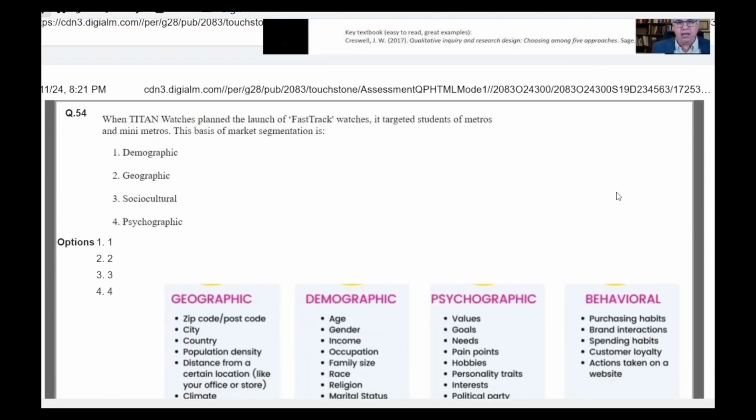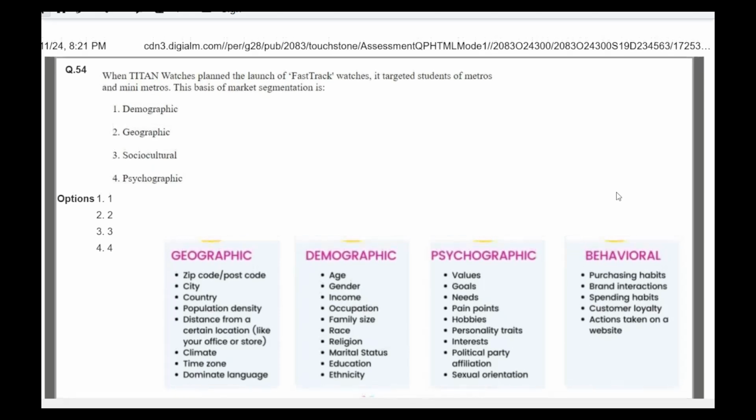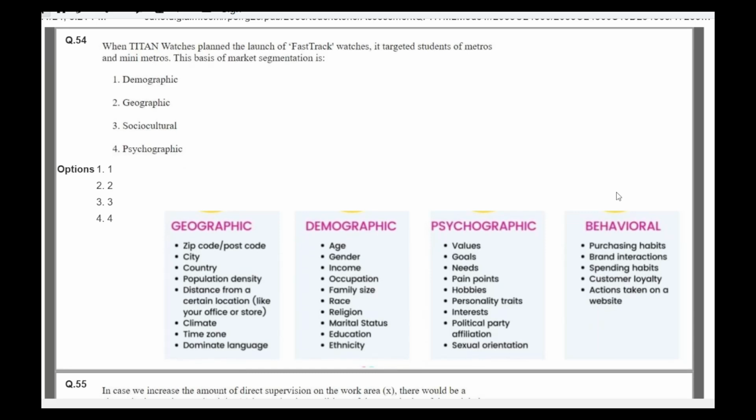So the next question is your fourth question, which is from market segmentation, marketing. It's a question from marketing. Very easy question. If you know a little bit about segmentation, you could have answered this question very easily. The question was asked when Titan, which is a watch company, planned to launch Fastrack watches. It targeted students of metros and mini metros. The basis of this market segmentation is demographic segmentation.